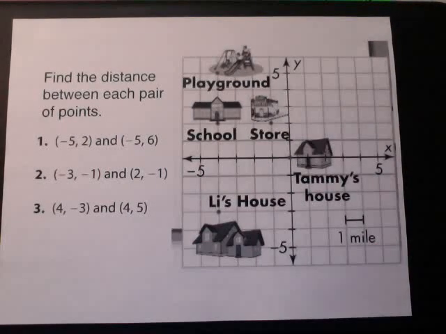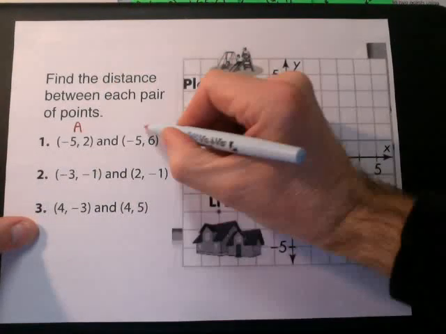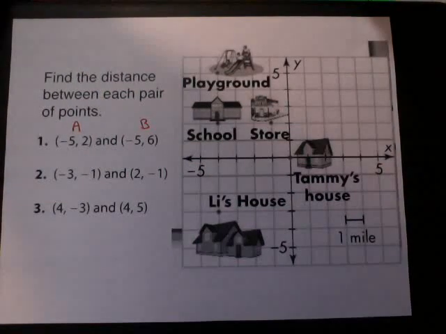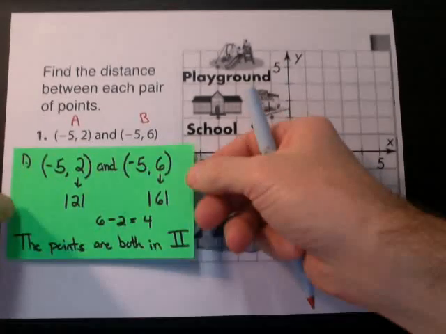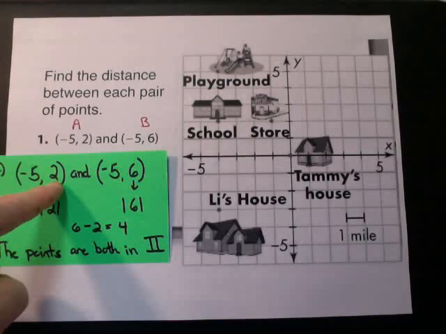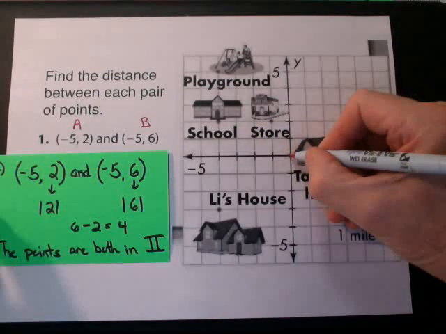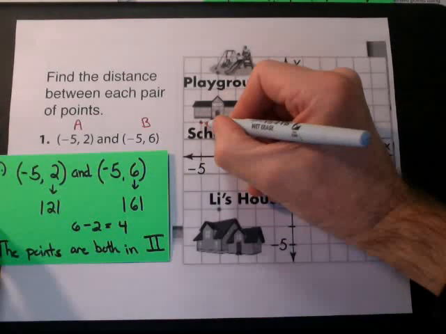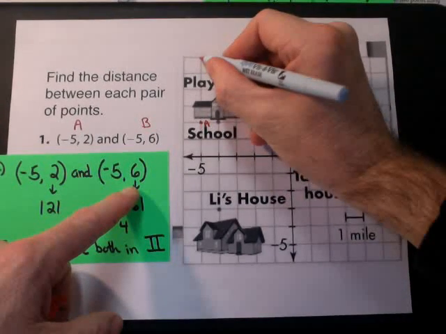Okay, let's take a look at this. All right, they want us to find the distance between each pair of points. So let's label this point A and this point B. The first thing that we want to do is establish some information here. For number 1, we will see that we have -5, +2 and -5, +6. So if we were to plot those on the map here, we would come over -5 and up 2, and we would be right here for that point A. Then we would have -5, +6, which would be way up here, and that would be point B.